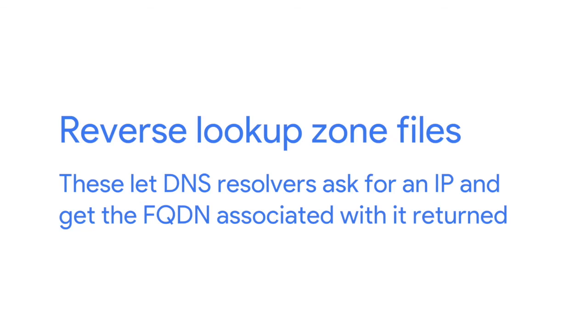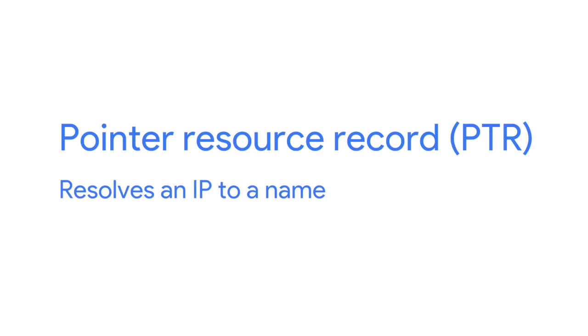Sometimes, you'll also see what are known as reverse lookup zone files. These let DNS resolvers ask for an IP and get the FQDN associated with it returned. These files are the same as zone files, except instead of A and Quad A records, which resolve names to IPs, you'll find mostly pointer resource record declarations. As you might have guessed, a PTR, or pointer record, resolves an IP to a name.